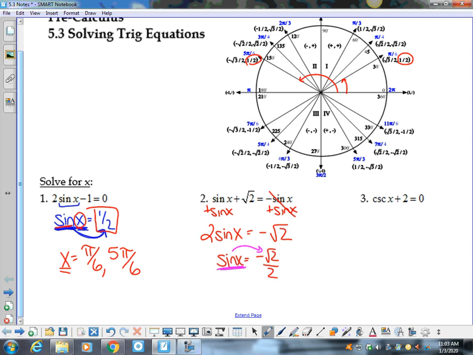Okay, so now I want to go to my unit circle and I want to find sine of some angle that equals a negative root 2 over 2. Well, now remember, sine is your y value. And if this y is negative, then I know I need to be looking south of the border. So I'm looking in quadrant 3 or quadrant 4. And the root 2 over 2, remember that came from our 45s. So I know it's going to happen here and here. So x is going to equal 5 pi over 4 and 7 pi over 4.